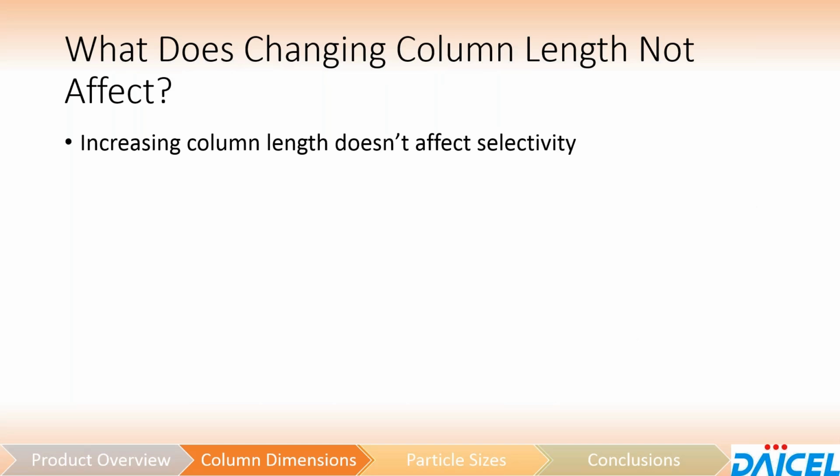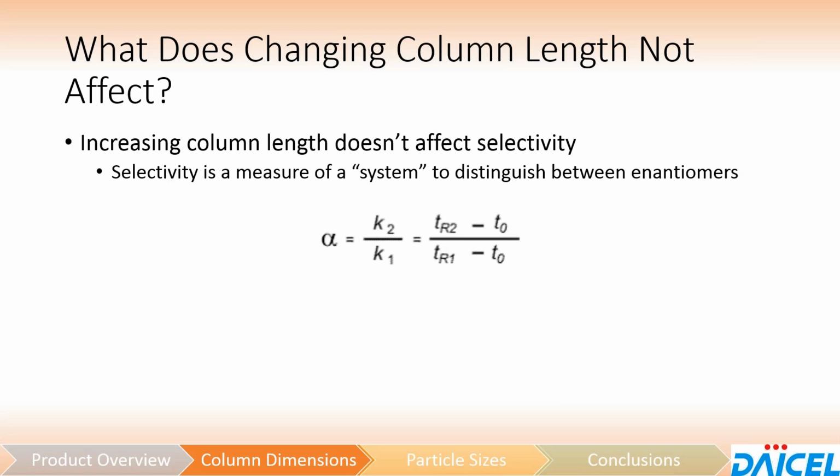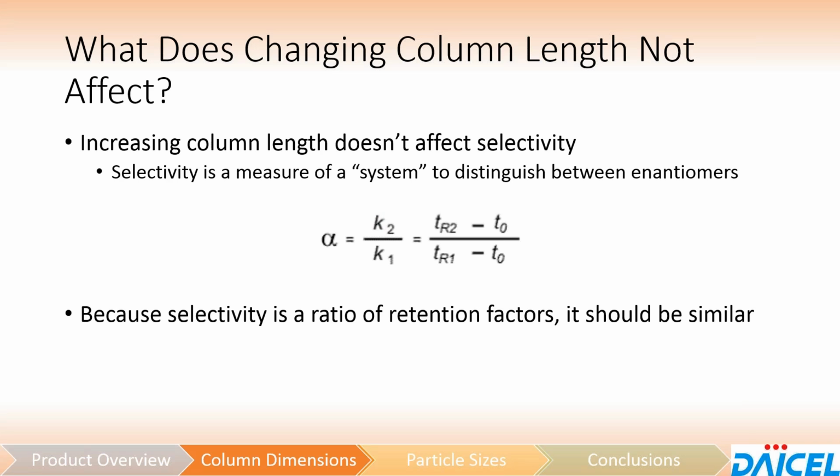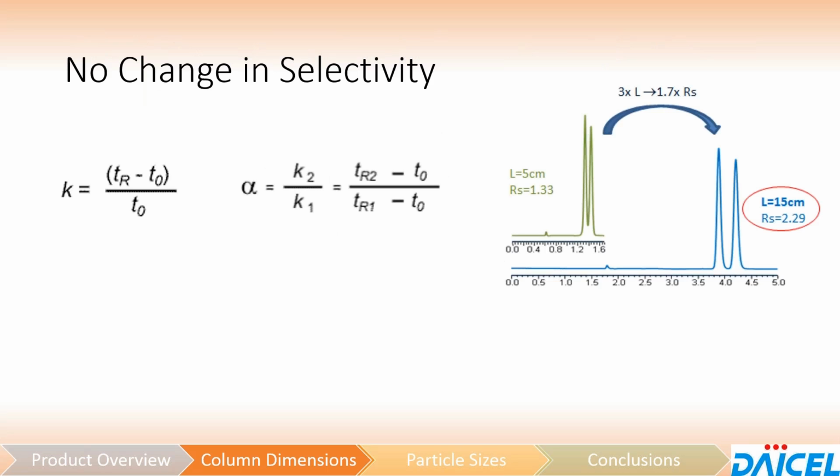What else does changing column length not affect? It does not affect the selectivity. Selectivity is a measure of a system, in our case, a chromatographic system, to distinguish between enantiomers. And as you can see, the equation here for alpha, for selectivity, is essentially just the ratio of the retention factors. And so because selectivity is a ratio of retention factors, it should be similar. It should not be changing as you increase the column length.